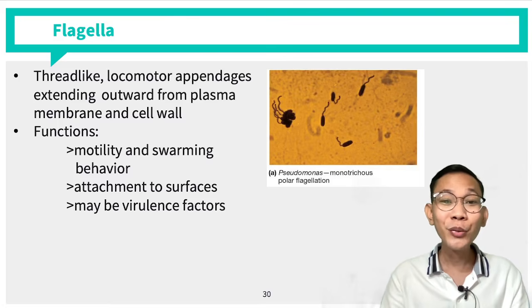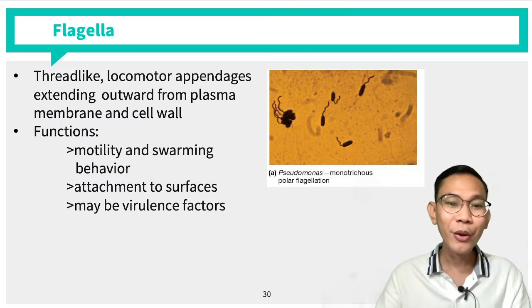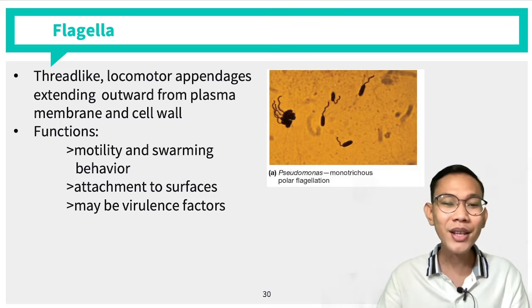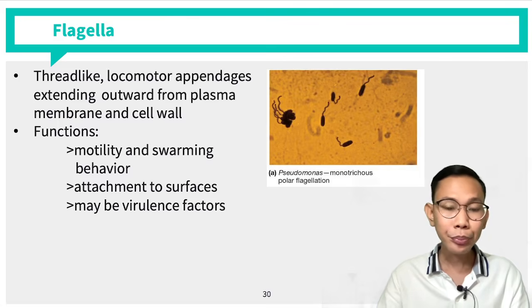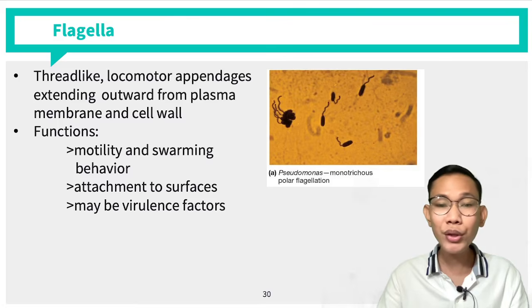Now let's talk about your flagella. Your flagella are thread-like locomotor appendages extending outward from the cell membrane and your cell wall. The functions are motility and swarming behavior, and attachment to surfaces. Again, remember your flagella is non-essential and may also be a virulence factor. So this is an example of your flagella. This is a monotrichous, meaning one flagellum at one end pole of your bacteria. So monotrichous polar flagellation.